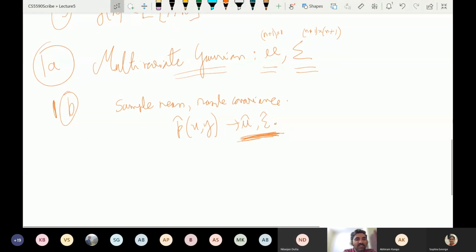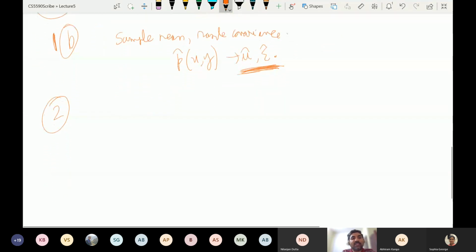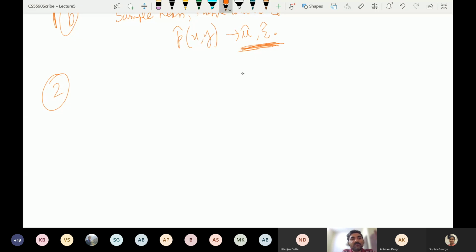Okay, sir. So now step two. What is the second step? Anybody recalls? I just wrote it. Compute posterior. Okay, so how do you compute the posterior? Anybody knows the formula? Here the distribution is a jointly continuous distribution, right? So anybody knows the formula for computing the conditional likelihood posterior?